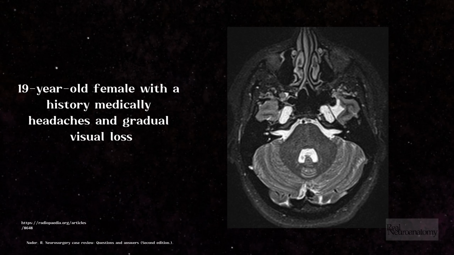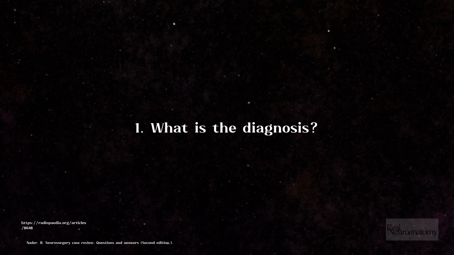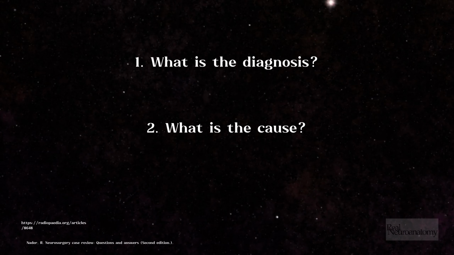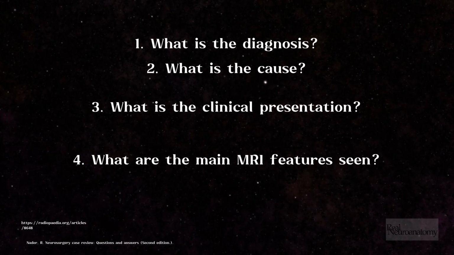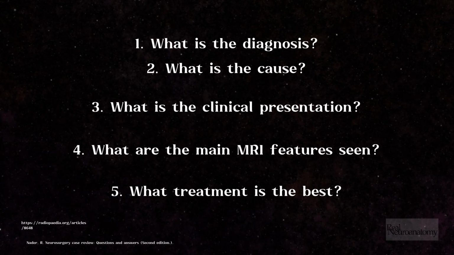19-year-old female with a history of headaches and gradual visual loss. 1. What is the diagnosis? 2. What is the cause? 3. What is the clinical presentation? 4. What are the main MRI features seen? 5. What treatment is the best?